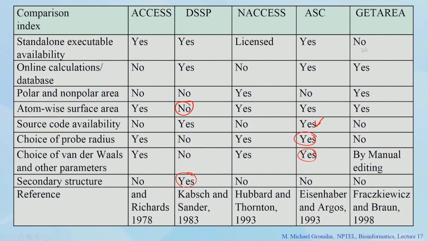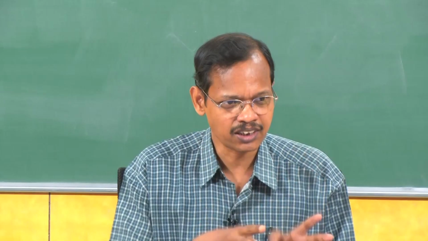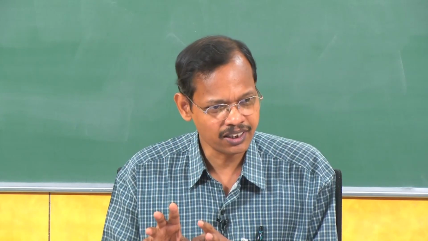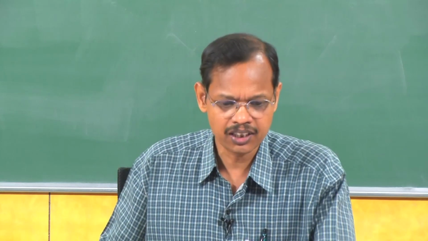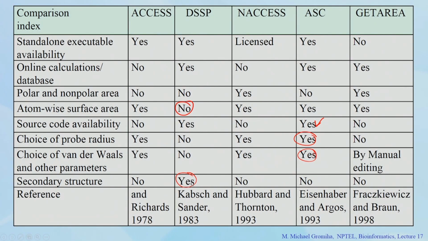In GETAREA, a standalone version is not available, but you can use it online. If you give the PDB, you can get all the data: the polar and nonpolar area, and atom-wise surface area. You can also use manual editing to change the van der Waals radius and other parameters. So, in some programs you cannot change anything, in some cases you can only get the standalone, in some only online, and in some cases you can change the default parameters. DSSP provides both secondary structure as well as solvent accessibility. These are the references, this is Lee and Richards.